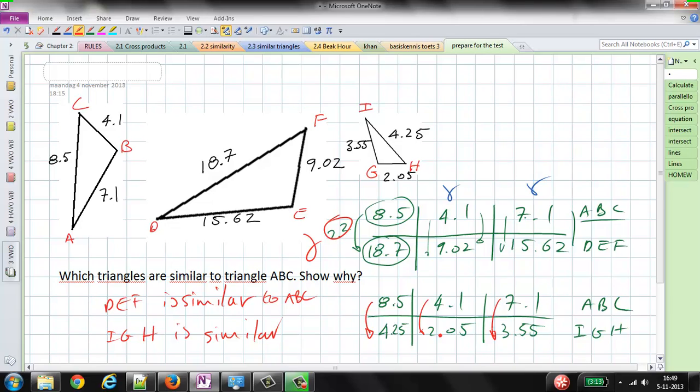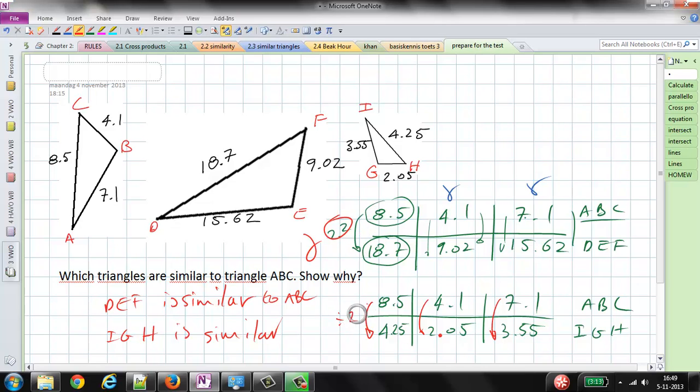Otherwise, it's not an enlargement or a decrease of that triangle. All of the lengths must decrease by a factor of 2. They must all be divided by 2, and if that's the case, then they are similar. 4.1 divided by 2 is 2.05. 7.1 divided by 2 is 3.55. So apparently all of these triangles are similar. So what do I want to see on a test? I want to see you make that ratio table, like this. I want to see you get this multiplier, which in this case is 2. You're multiplying by 2.2.